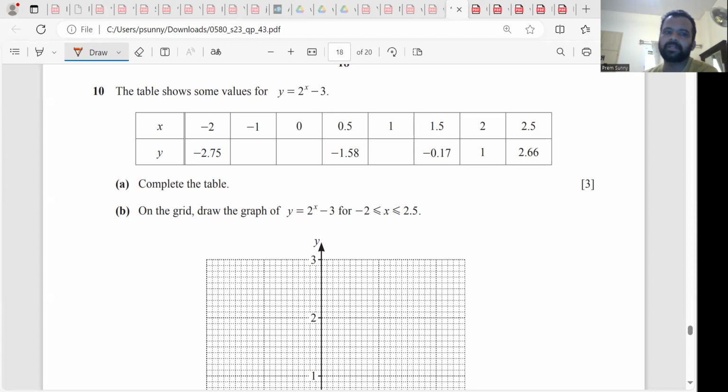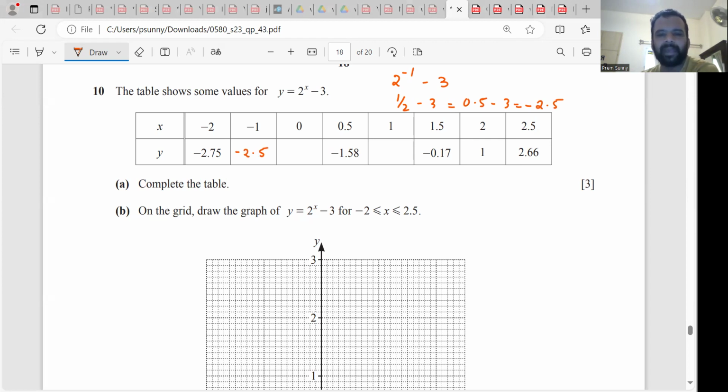So starting with question number 10, the table shows some values for y is equal to 2 to the power of x minus 3, and we need to complete the table. We need to find the values for these three boxes here. So here, instead of x, you replace it with minus 1. 2 to the power of minus 1, minus 3. 2 to the power of minus 1 is basically 1 by 2. So 1 by 2 minus 3. 1 by 2 is 0.5. 0.5 minus 3 will give me minus 2.5. So the value over here is minus 2.5.